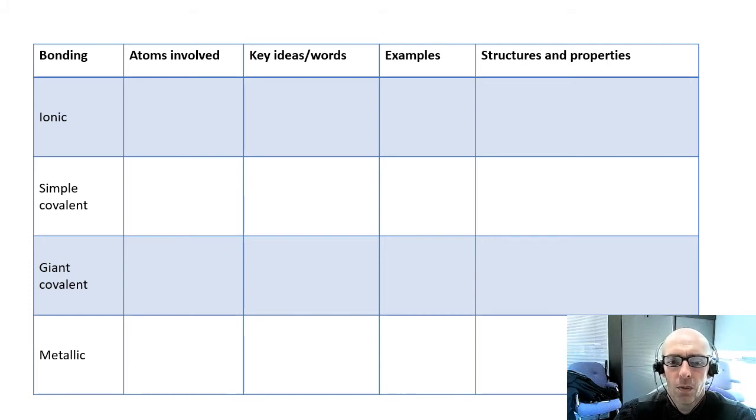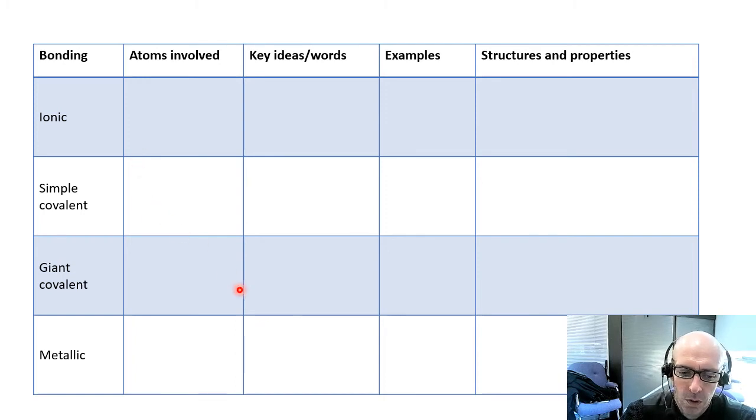So what I'd like you to do is turn your book sideways and either make your own table on a Google Doc or put this into your book like this. And what we're going to try and do this lesson is just go over and recap and bring the whole topic together in one place with all the key words and ideas, examples, and linking that type of bonding like ionic to the ionic structure. So pause and do this, and then we're ready to move on.